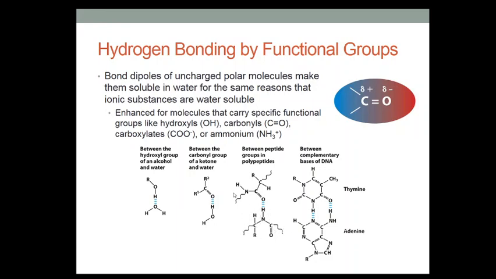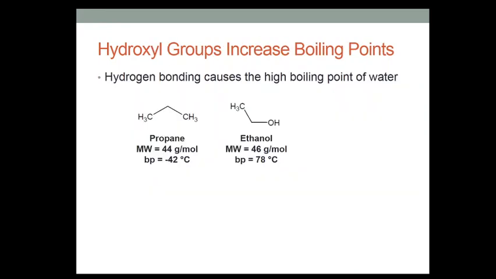When we get to talking about DNA, the double helical structure of DNA is stabilized by hydrogen bonding between two DNA strands. So hydrogen bonding is going to be very important, and you will see more examples of this going forward. Let's look at an example.